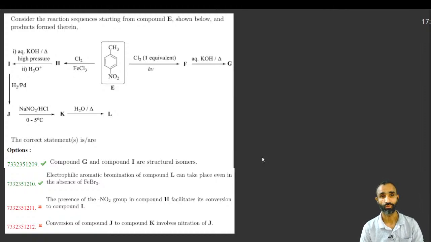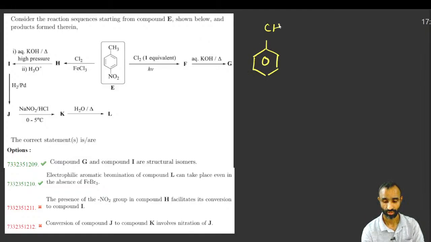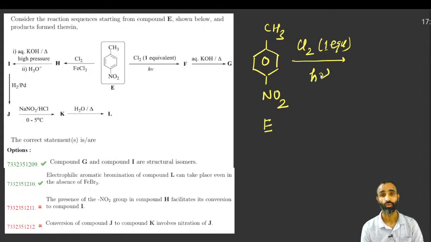Now we have this product E. So let us take E here. This is E. Now when this E is treated with one equivalent of chlorine in the presence of light, what is the product formed?